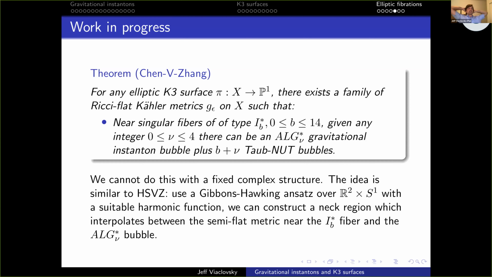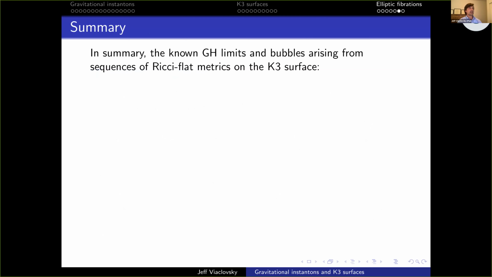We can't do this with a fixed complex structure, though the previous theorem we could. But the idea is similar to the HsvZ construction, but it's a Gibbons-Hawking construction over a different base. The base is R2 times S1 with a suitable harmonic function, and we construct a neck region which interpolates between the semi-flat metric near the IB star fiber and the ALG star bubble. Unfortunately, I'm almost out of time, so let me just do the last slide here.